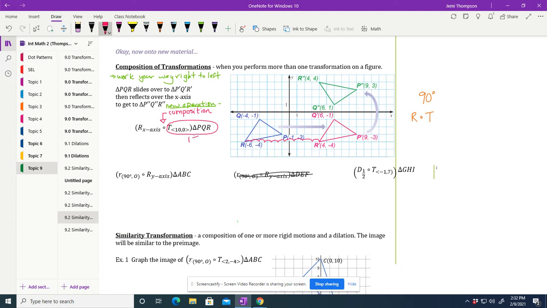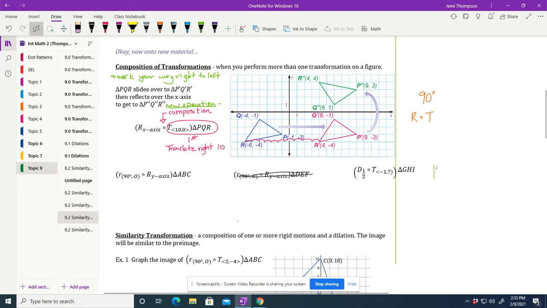This is the first step. So I translate right 10. And then I work my way out from there. So I do that first, and then when you look at this picture here, now I've got this pink triangle. So how do I get the pink one onto the green one?